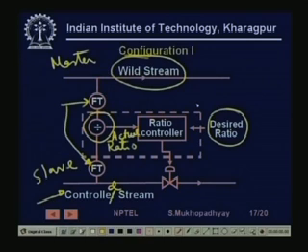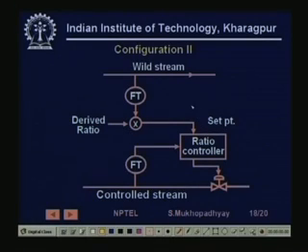And this is the ratio controller. This is one input, this is another input, and this ratio controller gives its output to the valve so that the controlled stream is increased or decreased, such that the ratio is maintained. You see that in this way you can maintain the ratio.